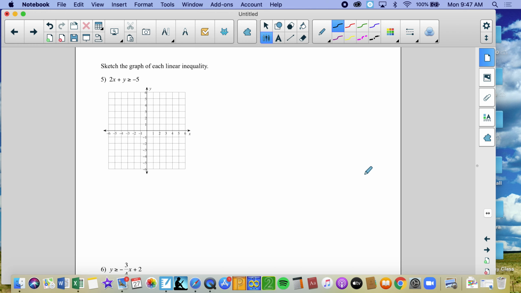Sketch the graph of each linear inequality. So now we have an inequality, so we want to isolate y. We could use the intercepts, but I'm going to convert it to slope-intercept form, just because we're going to do some other things to it.